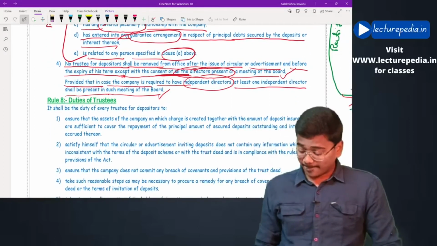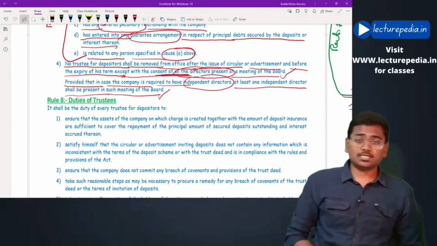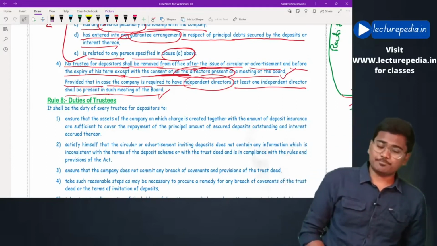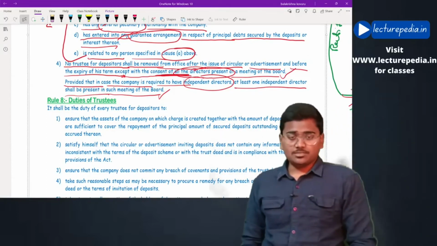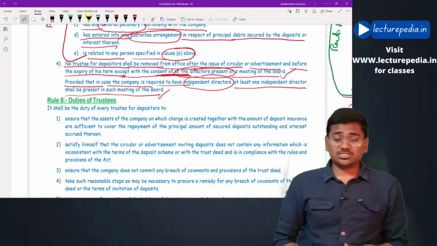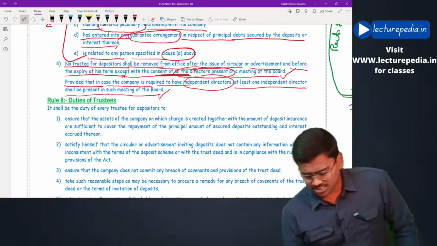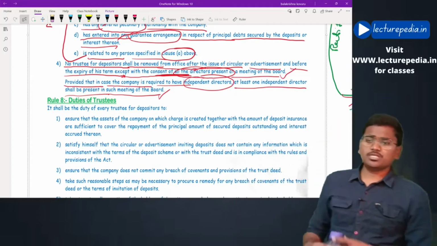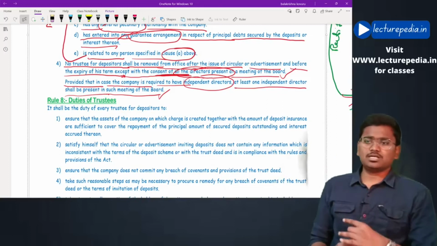Those were the provisions related to appointment of trustee. Now once you have appointed the trustee, the trustee has to perform certain duties. What are the duties of the trustee? Basically, in these questions there will be no analysis. They are just like theory questions.